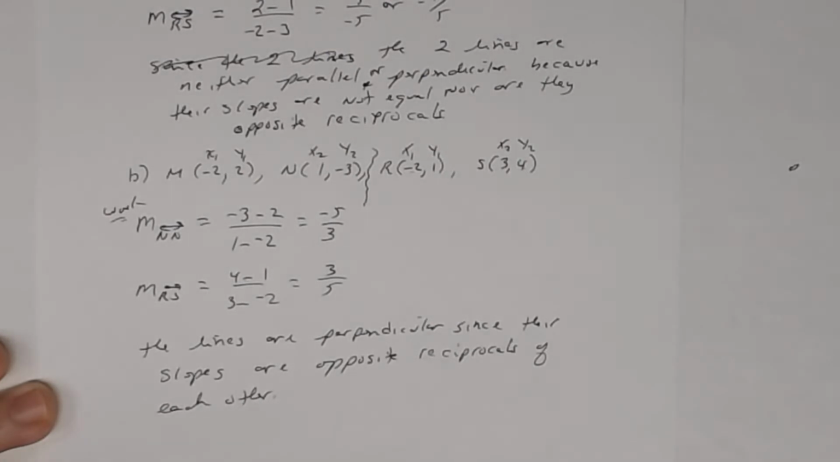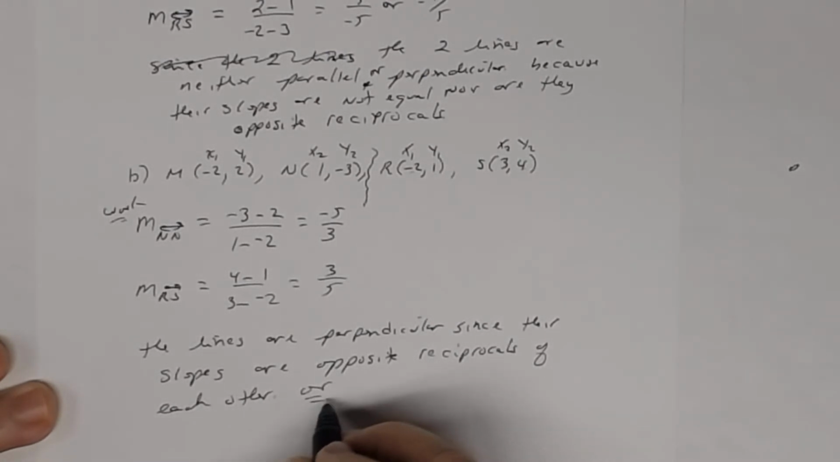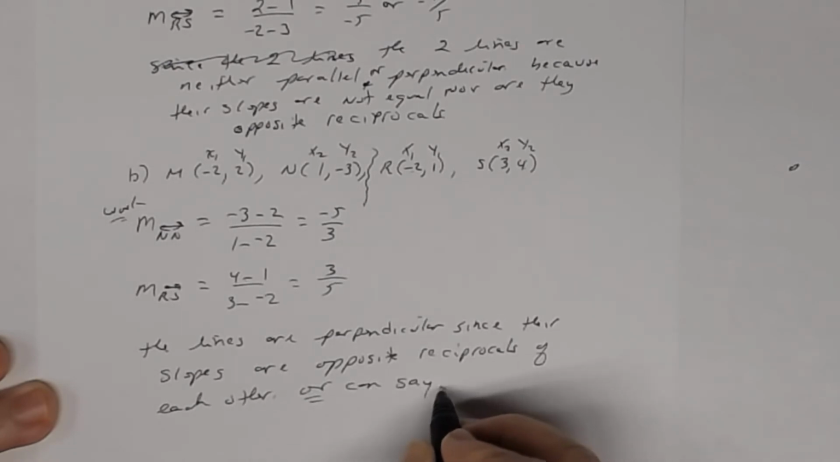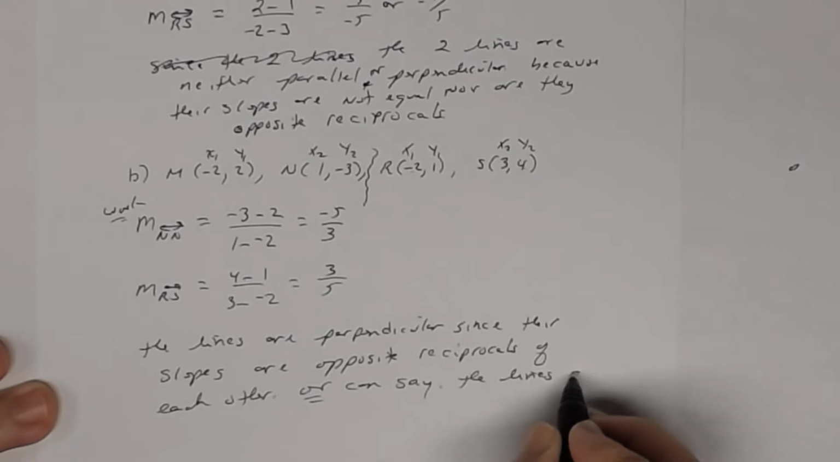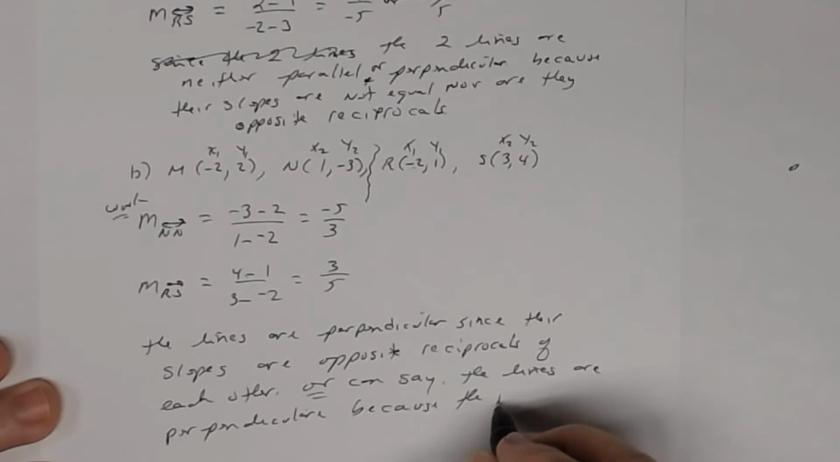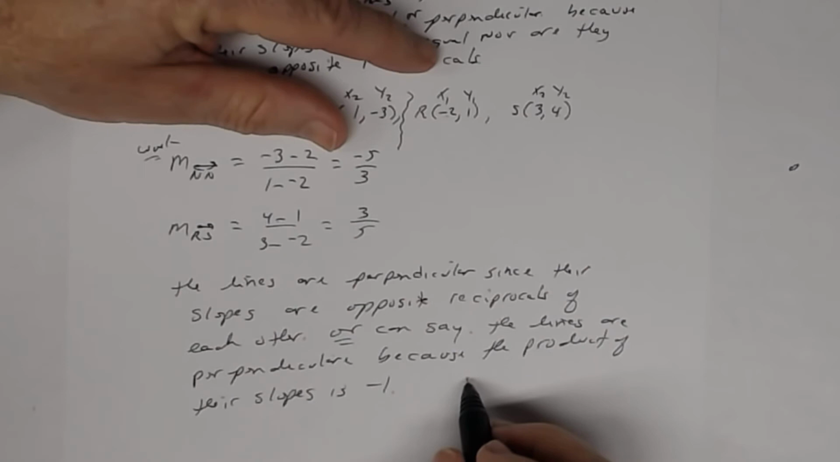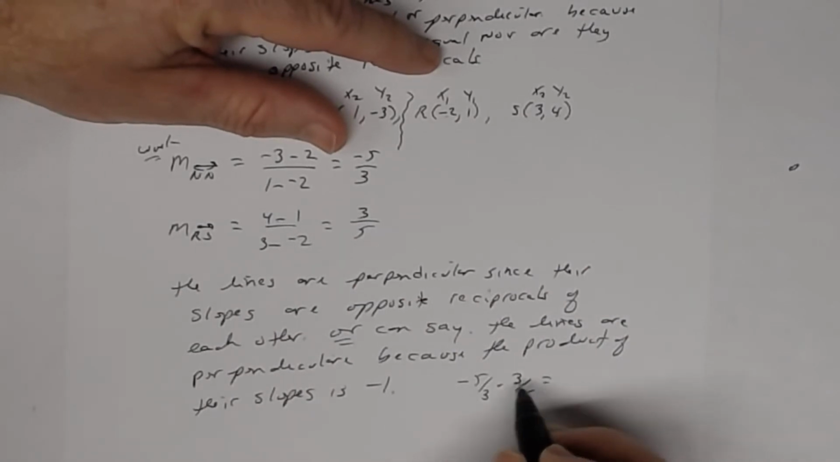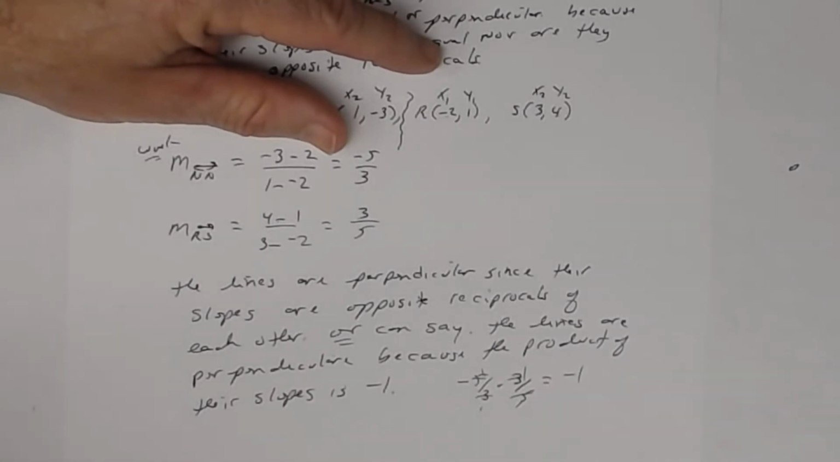Or you can say the lines are perpendicular because the product of their slopes is -1. And you know it's -1 because -5/3 times 3/5. So the 5's divide out, the 3's divide out, a -1 times a +1 is a -1. All right, so that was B. Not difficult at all. Fairly easy idea, right?